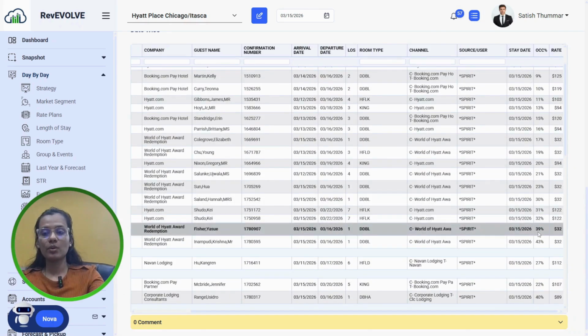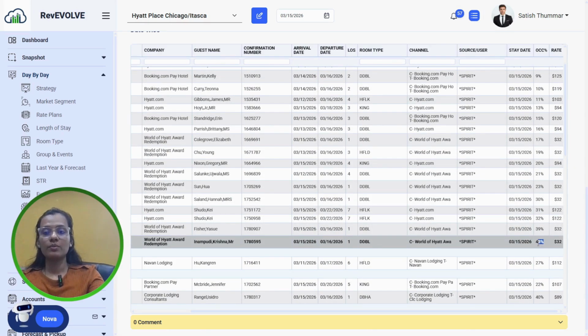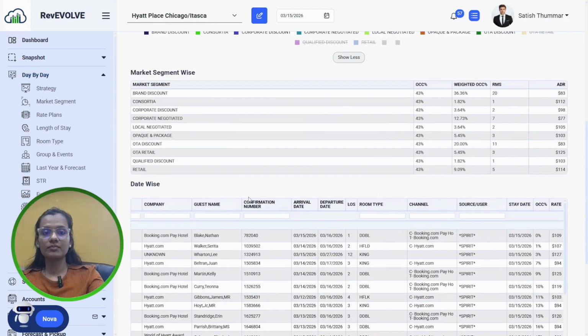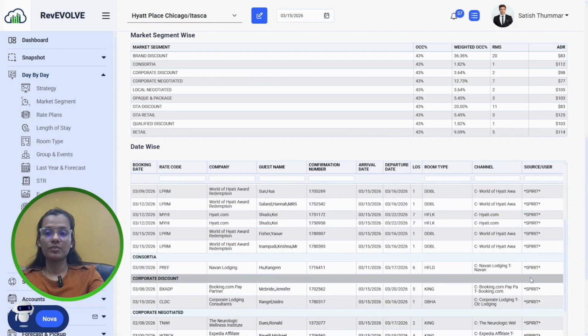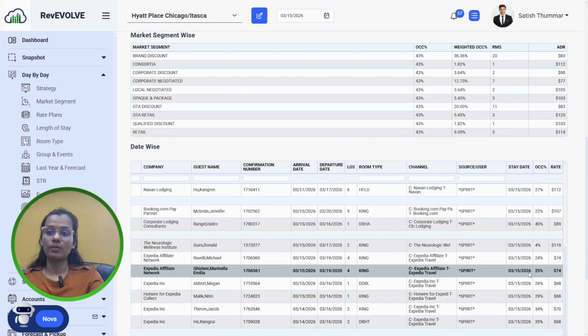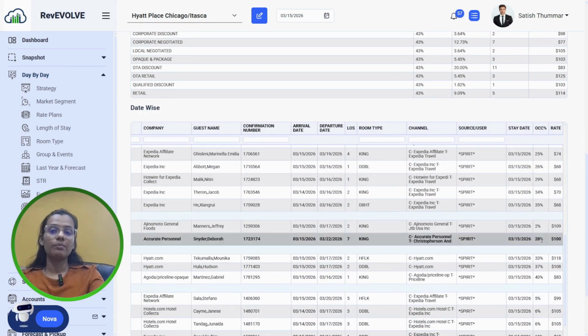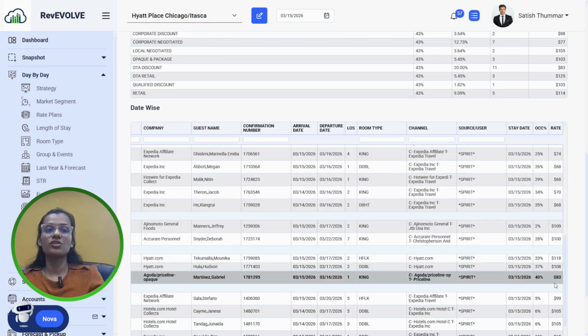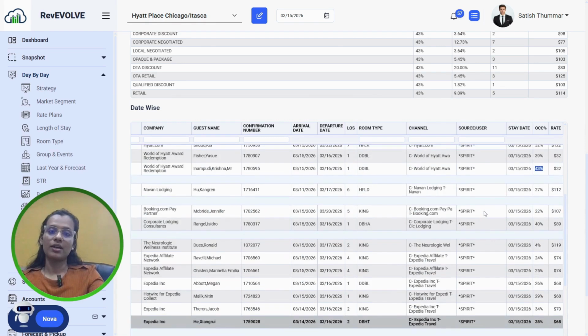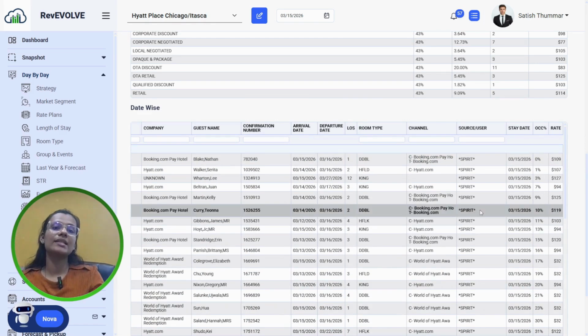So here it is segment wise, so we can see 43%. I think brand discount, right? Brand discount is up to 43%. So this is a very good and very powerful and impactful view, we can say. Then we can see all the rates, the changing of rates that happen for all the market segments. So that's how we can see the date wise market segment reservation activity.